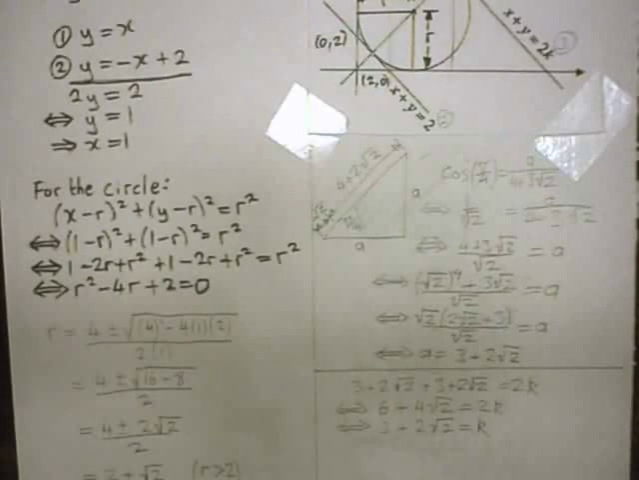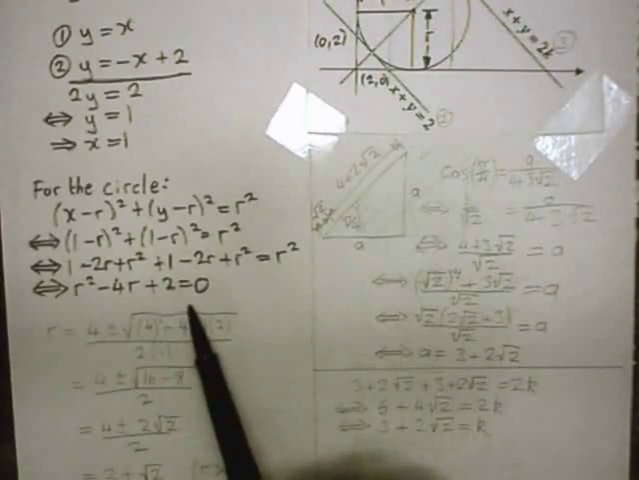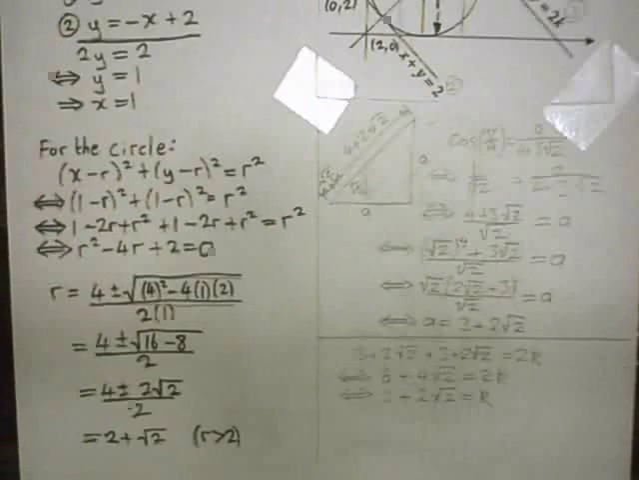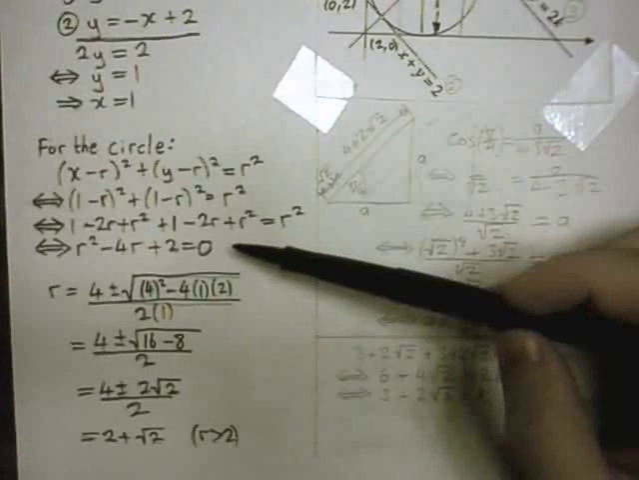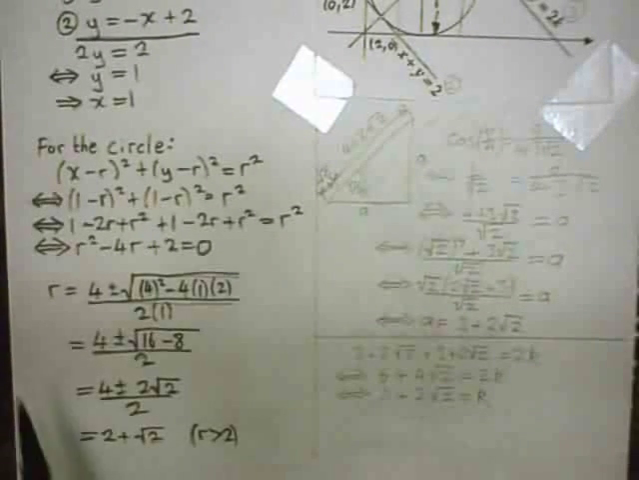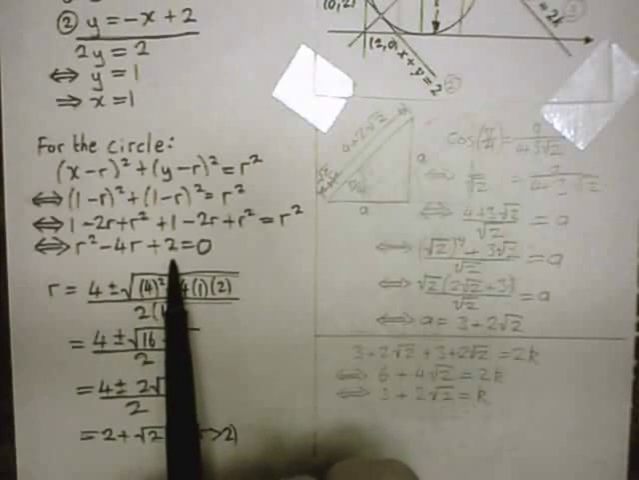Just following the maths through then, I just tidy that up and I get r squared minus 4r plus 2 is equal to 0. Now, unfortunately, we can't solve this one by factorization, so we're going to have to use the quadratic formula. In this case, a is 1, b is minus 4, and c is plus 2.